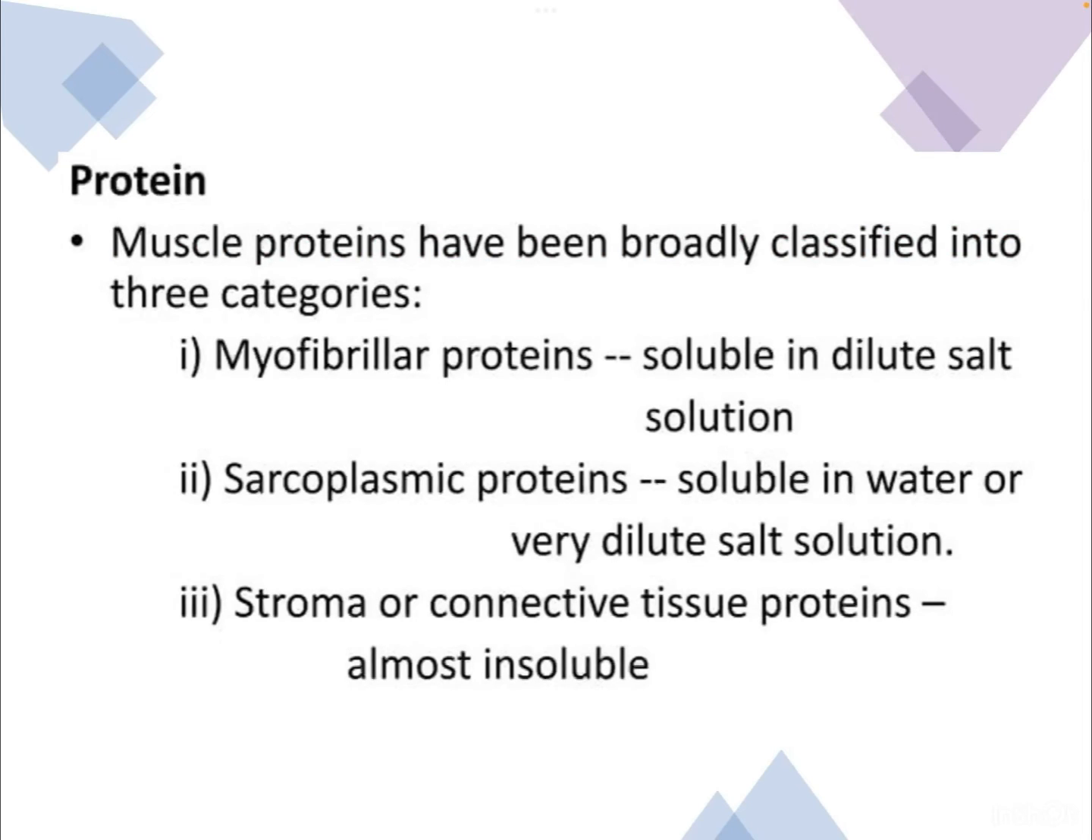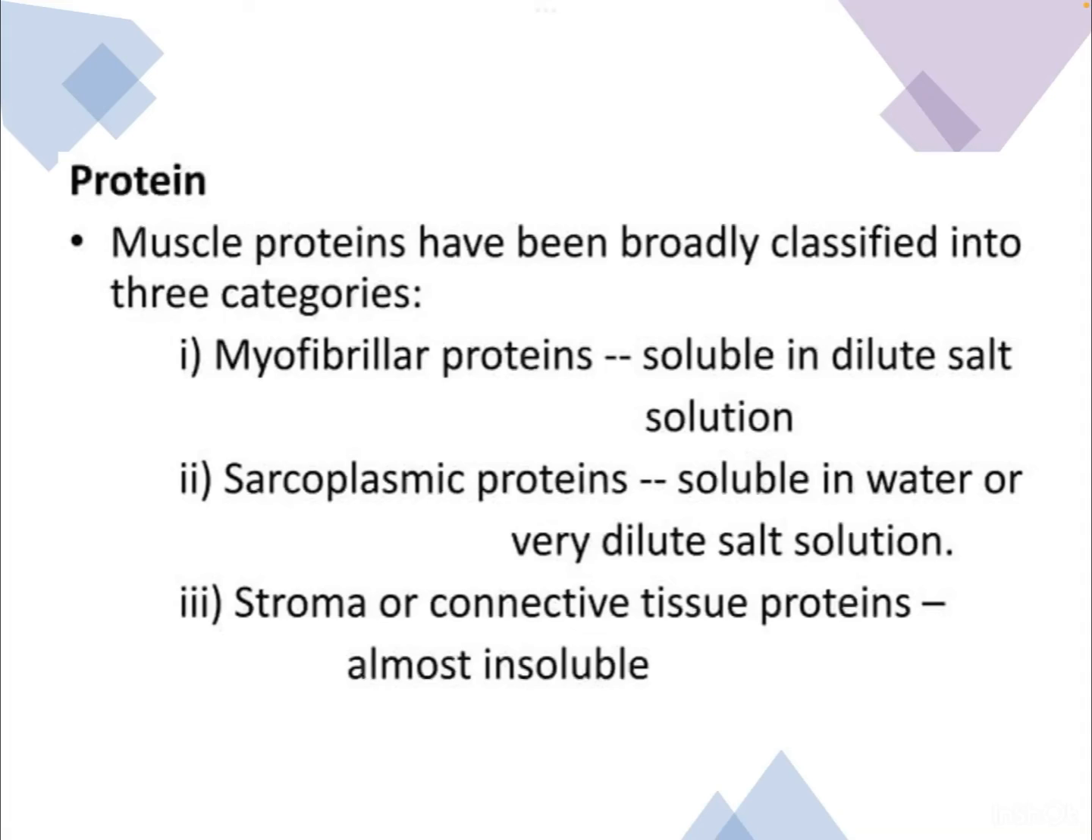Now comes the protein. So as we know, proteins are polypeptides. They are made up of multiple amino acids. Muscle proteins have been broadly classified into three categories: myofibrillar proteins, which are chemically soluble in dilute salt solutions; sarcoplasmic proteins, which are soluble in water or very dilute salts. Then we have stroma or connective tissue proteins, which are almost insoluble.